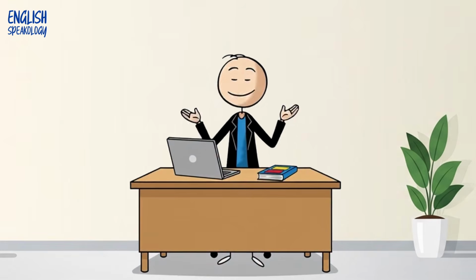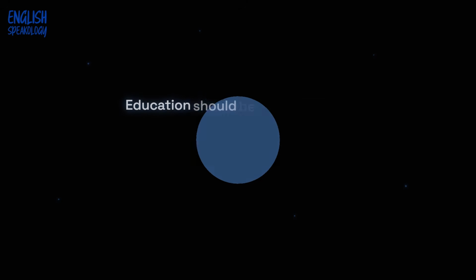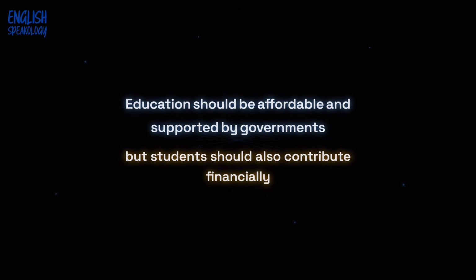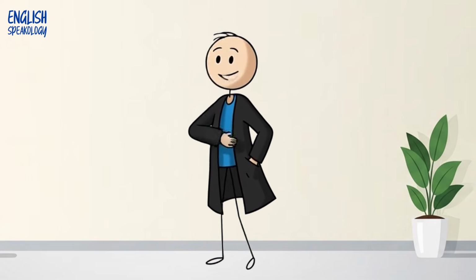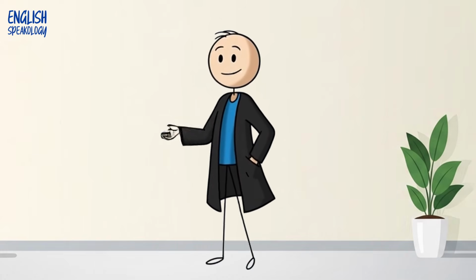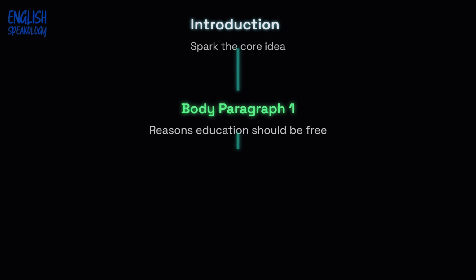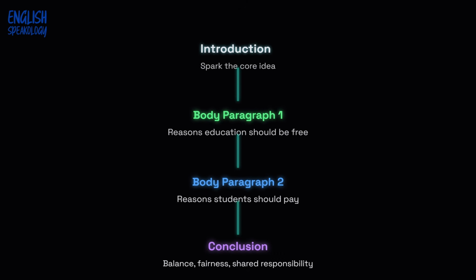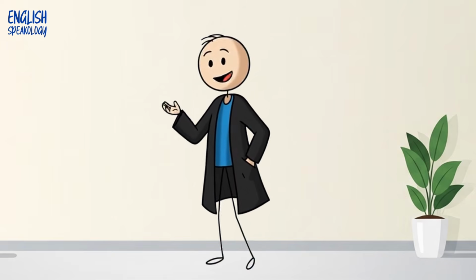For this essay, I will take a balanced position. I will say that education should be affordable and supported by governments, but students should also contribute financially. This creates a realistic and balanced argument. Step 3. Planning the essay structure. Before writing, we organize our essay structure. A Band 9 essay is always clear and logical. Our structure will look like this. Introduction, body paragraph 1, reasons education should be free, body paragraph 2, students should pay, conclusion. Simple structure, clear structure. Examiners love clarity.